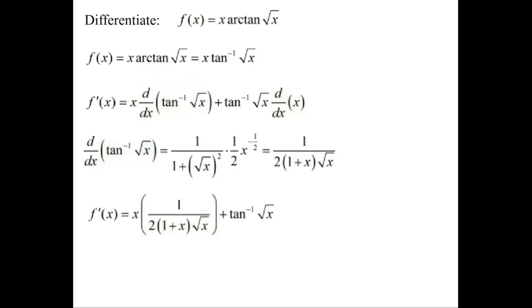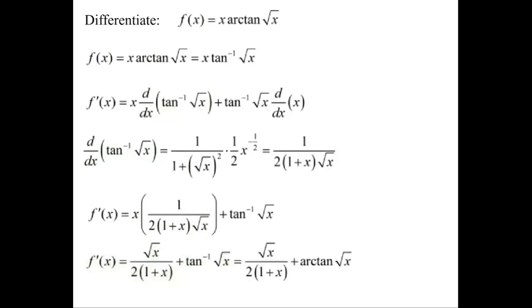So substituting the values for the derivatives, we have the following expression. Now here, x and the square root of x simplify to the square root of x. So we have that the final derivative is going to be equal to the square root of x over 2 times the quantity 1 plus x plus tangent inverse of the square root of x. Alternatively, we can rewrite tangent inverse as arctangent. Let's try the next example.